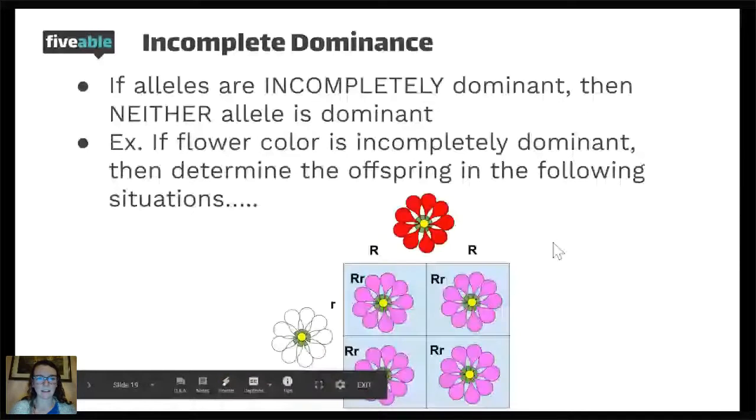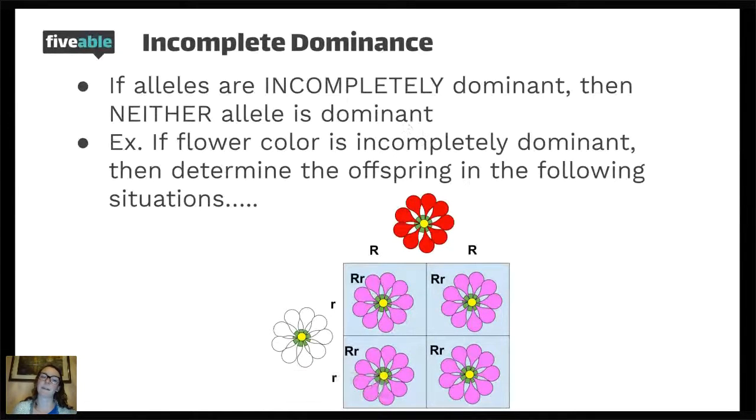Okay, so then incomplete dominance. If we think of codominance as meaning they're both dominant, incomplete dominance means that neither allele is dominant. So what happens then? Well, neither really shows up in the heterozygote. With codominance, they both showed up in the heterozygote. With incomplete dominance, neither of them really shows up in the heterozygote.